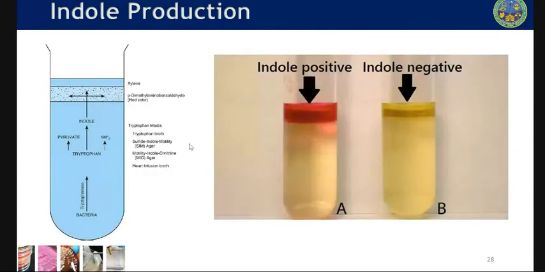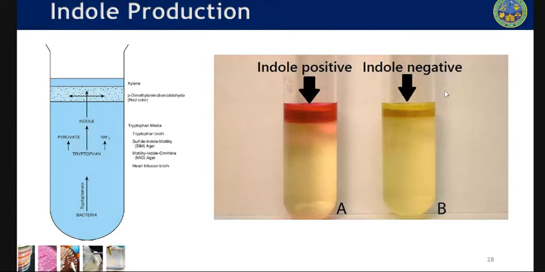So this is now what happens with your indole production. You have a diagrammatic representation there, and then you have here now a visual of your reaction. If I happen to be correct, what you are seeing is a sulfide indole motility medium. This is actually a preparation of your SIM agar. A red ring is positive, while no change in color, or no red color being visualized, would be indole negative.